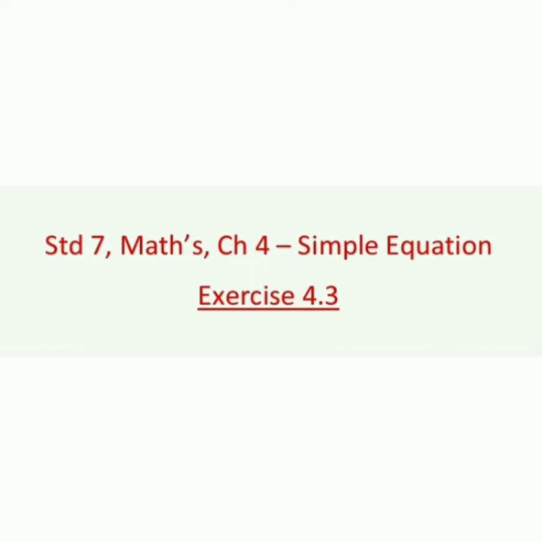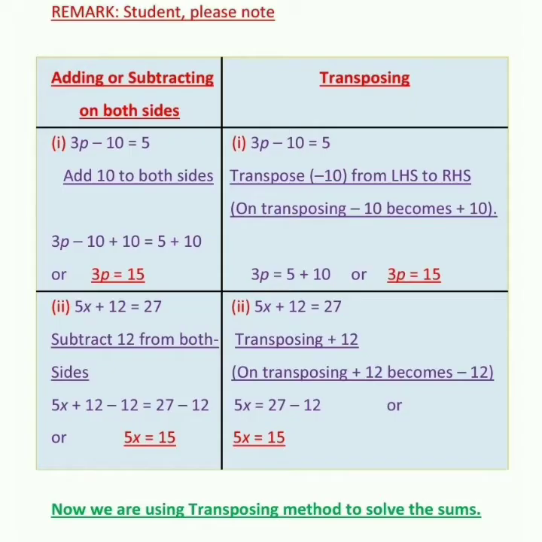Today we are going to learn exercise 4.3 of chapter 4, simple equations, of standard 7 mathematics. Students, please see the remark. There is a difference between two methods given over there. First one is adding or subtracting on both the sides, and the second is transposing. Please try to understand the difference between these two, because from now onwards we are going to use the transposing method to solve our sums.